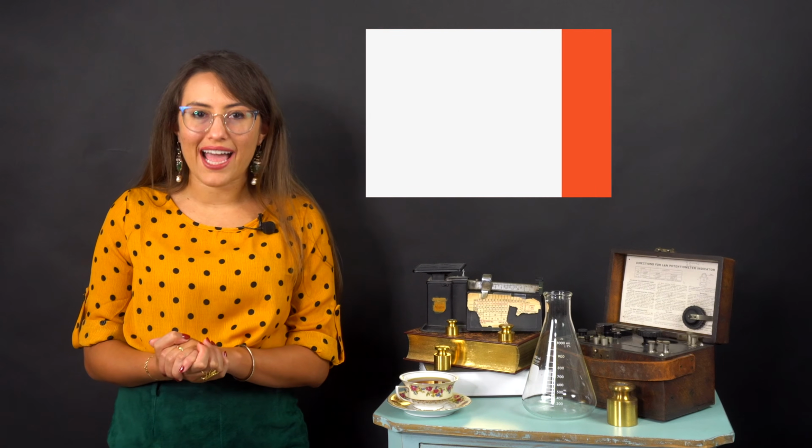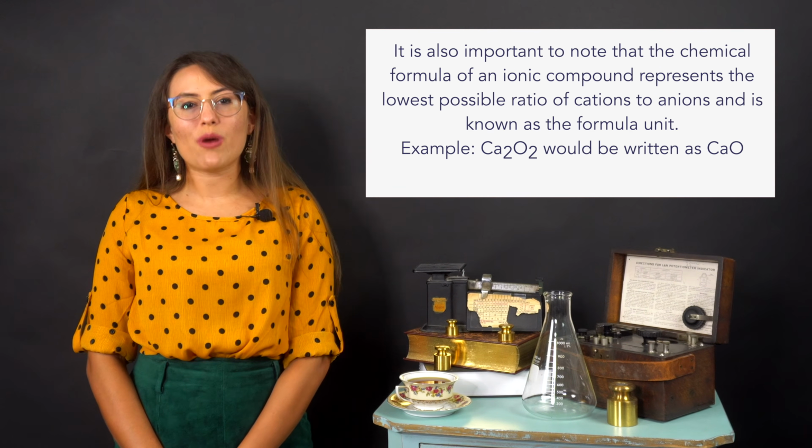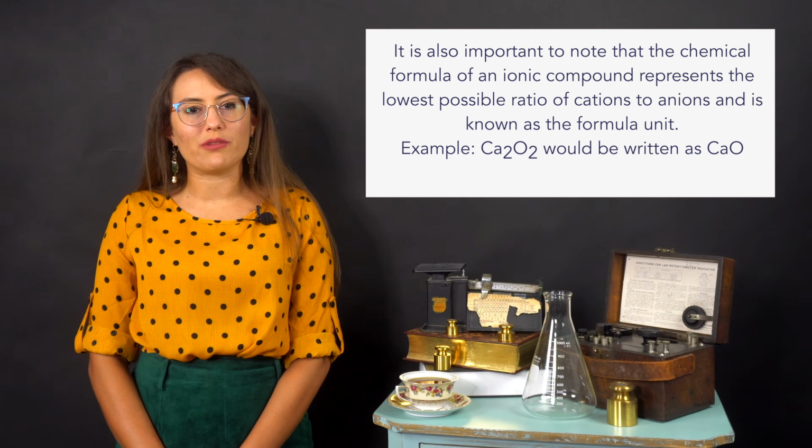Ions that are made up of a single atom, such as potassium, oxide, and chloride, are referred to as monatomic because each ion consists of a single atom. It is important to note that the chemical formula of an ionic compound represents the lowest possible ratio of cations to anions and is known as the formula unit.